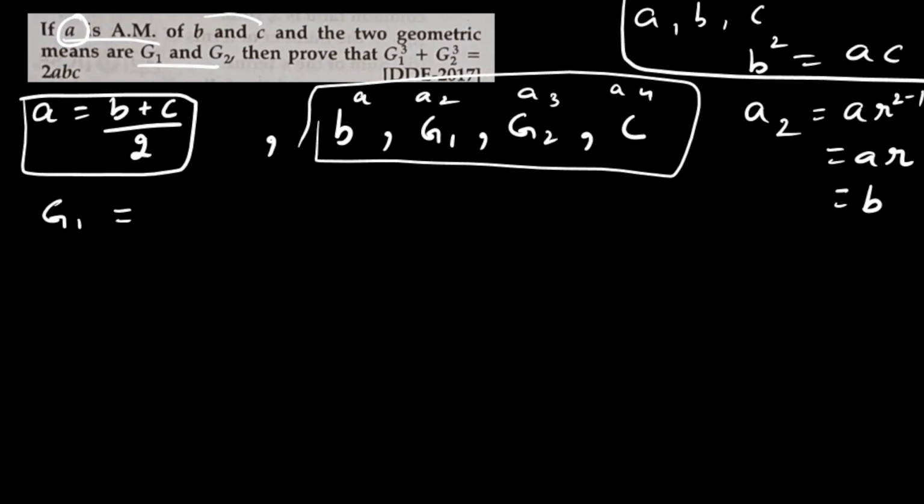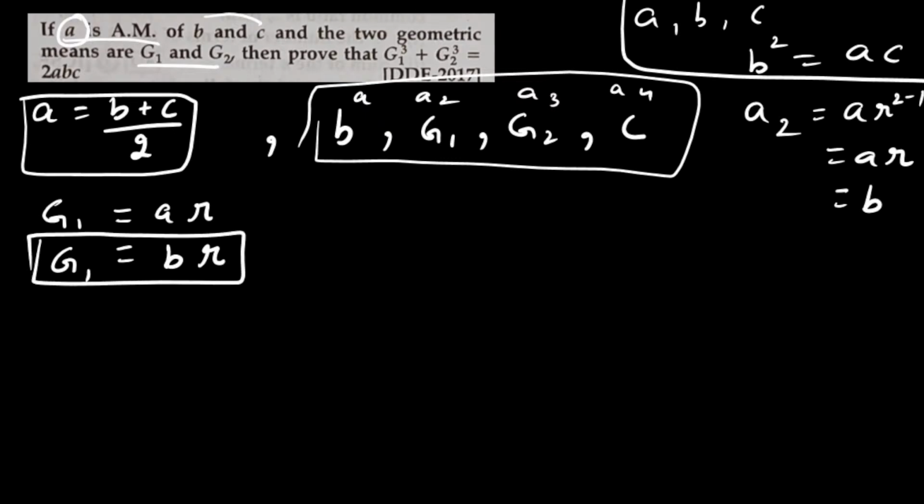R we can find with the help of the fourth term, because we just have to substitute. Let it be in the form of R only, because here first of all I am writing AR. So A's value is B, and R as it is I am writing. So G1's value is this. What is the value of G1? This one: BR.